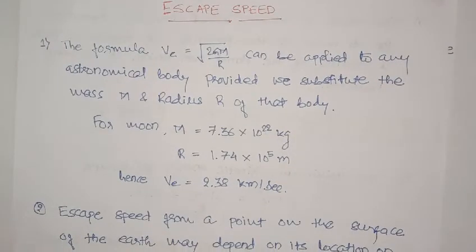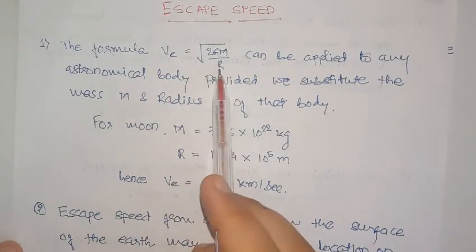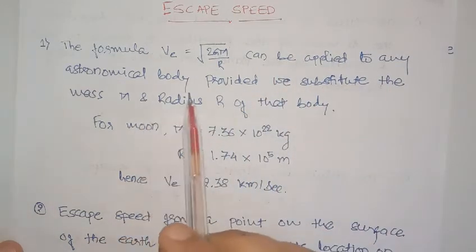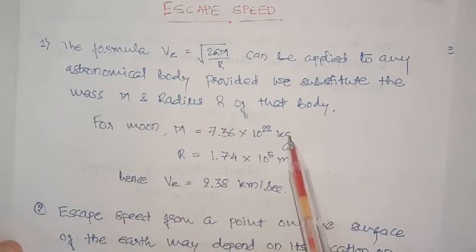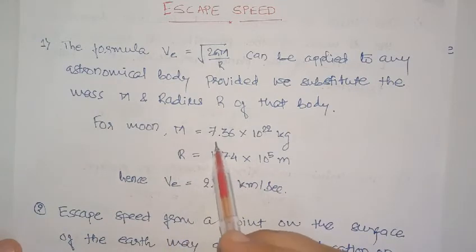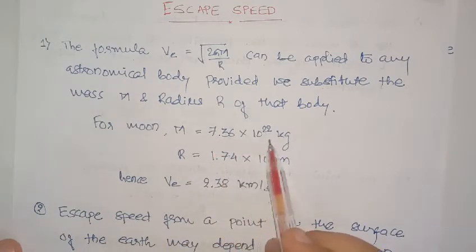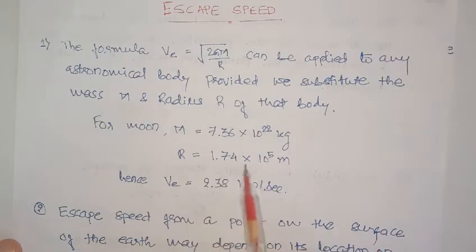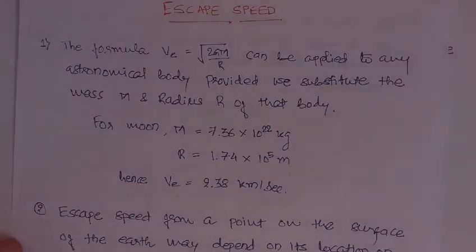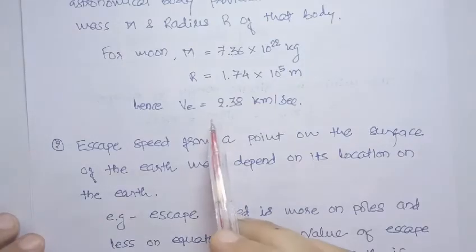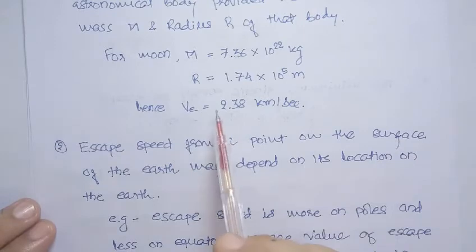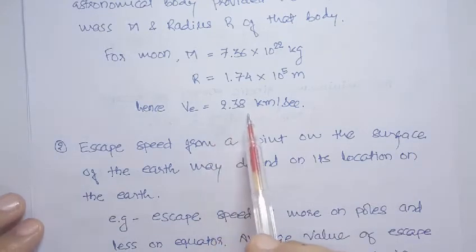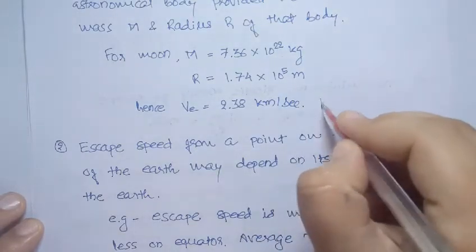Now let us see some important points regarding the escape speed. The formula of escape speed, that is under root 2GM upon r, can be applied to any astronomical body provided we substitute the value of mass and radius of that body. For example, for the moon, mass of the moon is 7.36 into 10 power 22 kg and its radius is 1.74 into 10 power 5 meter. So if we substitute the values in the formula, we will get the value of escape speed as 2.38 km per second for the moon.